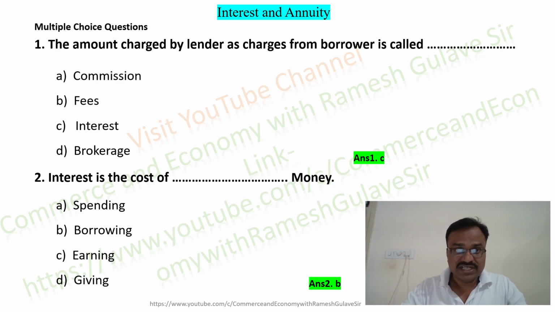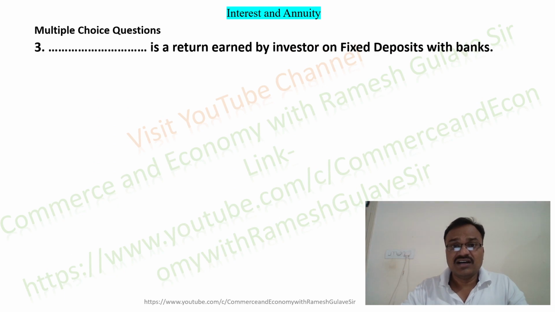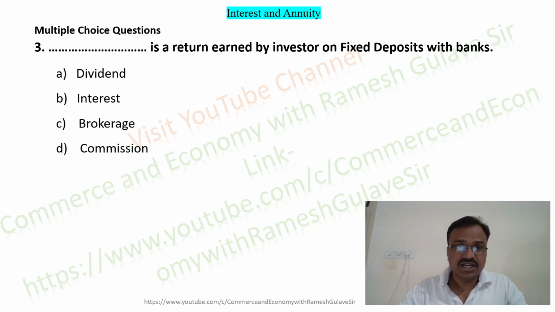Let us move on to the next question and it says dash is a return earned by investor on fixed deposits with banks, and options are dividend, interest, brokerage, commissions. See friends, it is interest. We know that dividend is earned when we invest our money in shares, so return on shares is dividend and return on fixed deposits and debentures is interest. So here option B is the right answer.